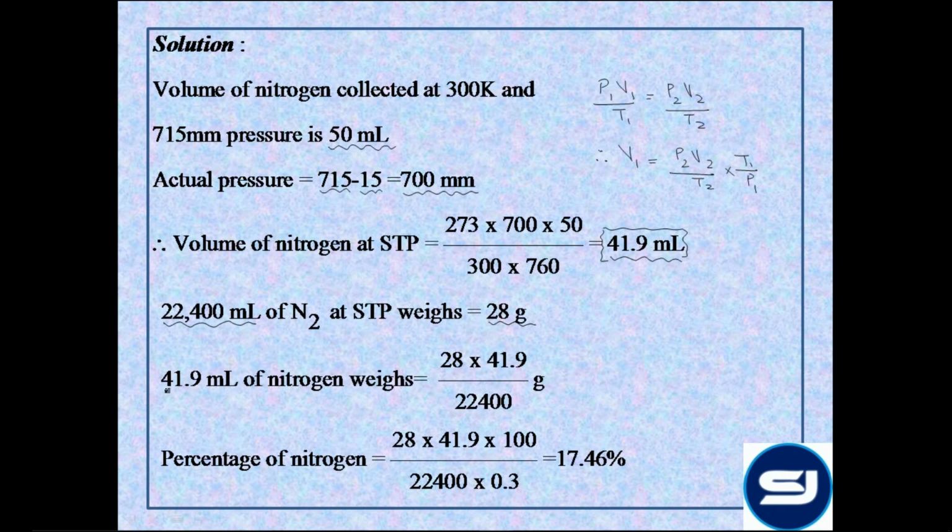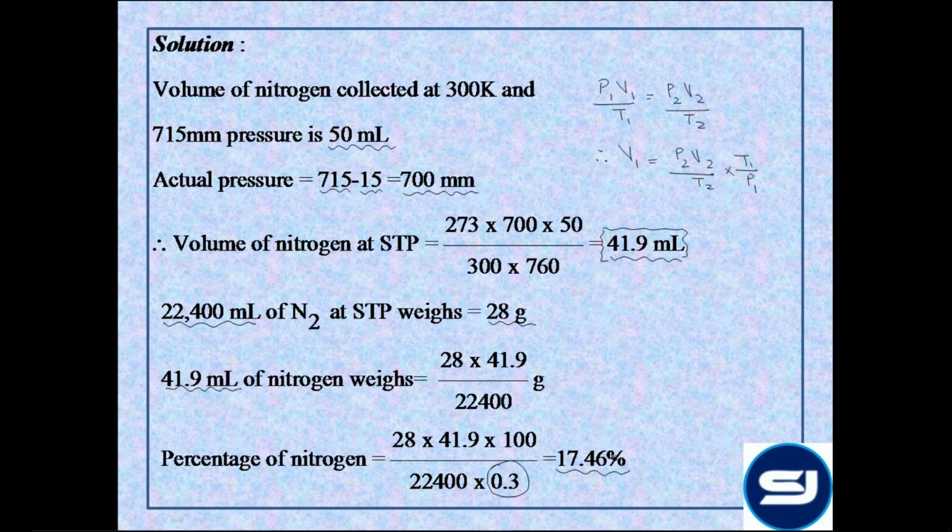So now the volume of N2 at STP, which is 41.9 ml of nitrogen, would weigh, just cross multiply, 28 by 22,400 into 41.9 gram. So the percentage of nitrogen would be 28 by 22,400 into 41.9 upon the weight of organic sample, that is 0.3, into 100, and on calculation we get the answer as 17.46%.